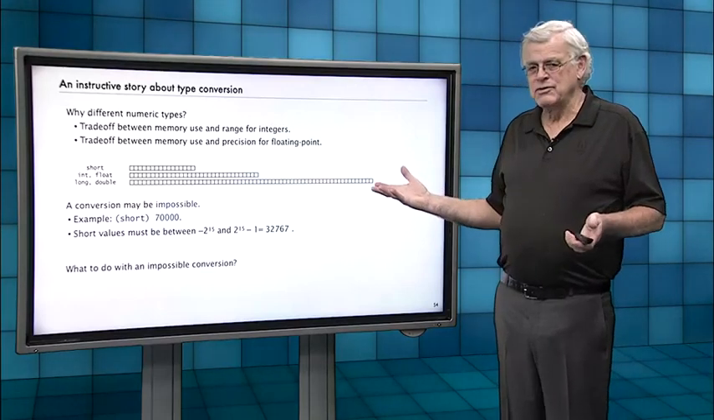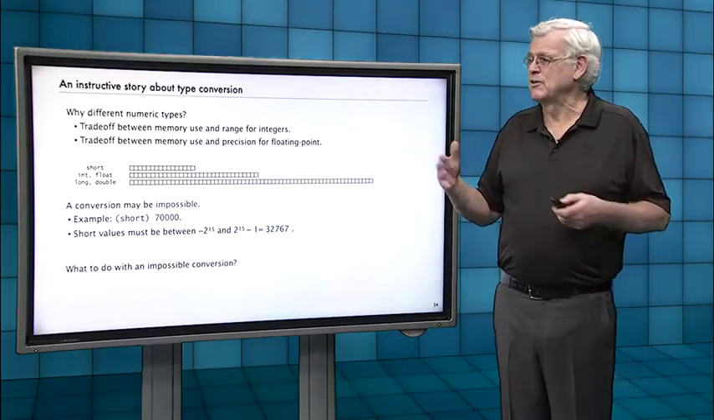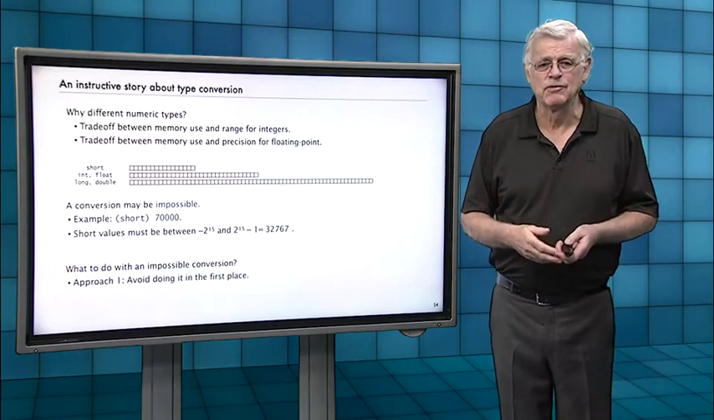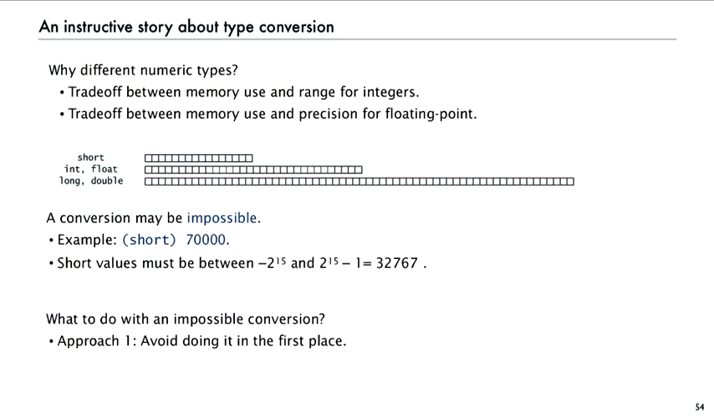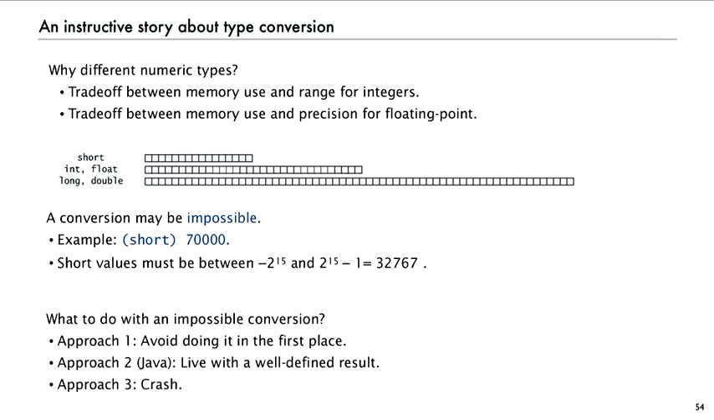Well, what do you do if there's an impossible conversion? Or what does the system do if there's an impossible conversion? Well, there's a couple of approaches you could use. So the one that we advocate the most is make sure that you avoid doing it in the first place. If you write that cast, make sure that you know that the thing's in the right range. Java's approach is say, okay, there's going to be a well-defined result, and you're going to have to live with it. And you can check and so forth, but anyway, that's Java's approach.